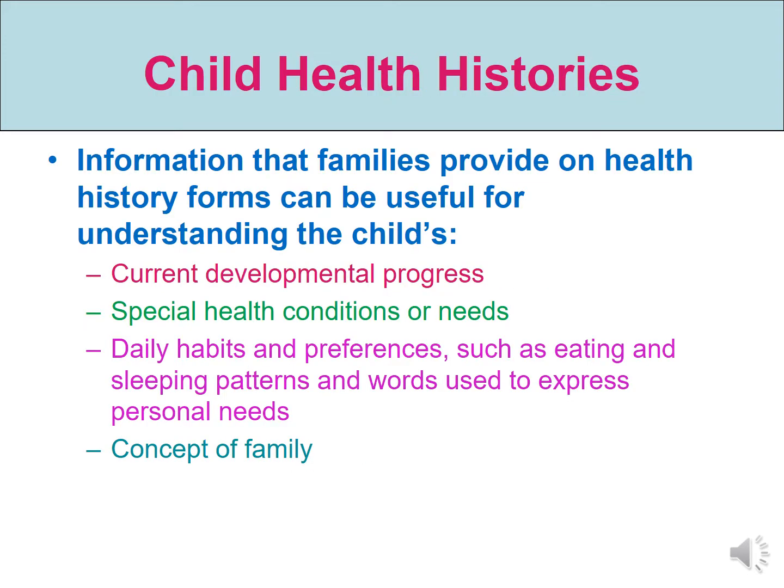The nature of the information requested on health history forms varies from program to program. The information is most often used to understand a child's current developmental progress, any special health conditions or needs that they might have, their daily habits and preferences such as eating and sleeping patterns, or words used to express personal needs, and their concept of family.